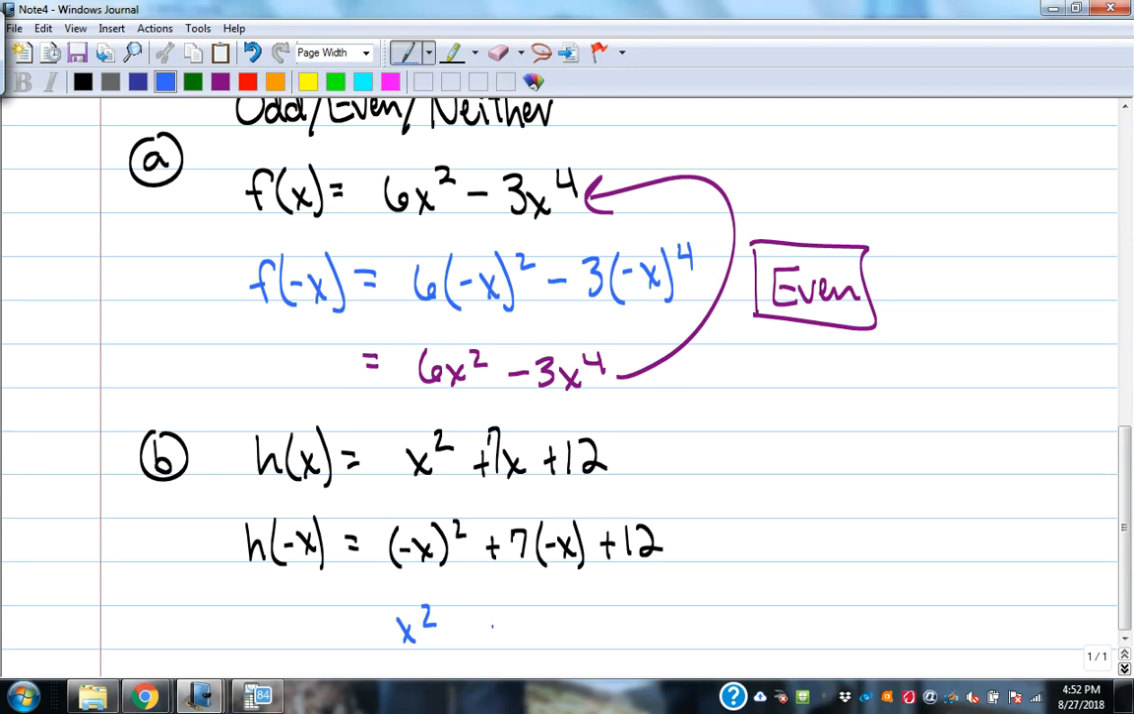I get x squared. I get a minus 7x, and the 12 doesn't change. Does that match the original? Almost. What changed? The 7x, not everything. So something changed. So that means if it isn't everything, it's a neither. So this one is a neither.